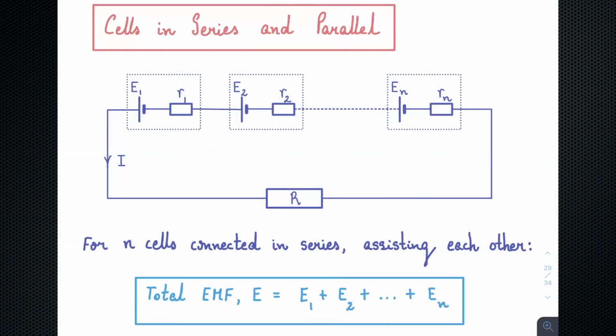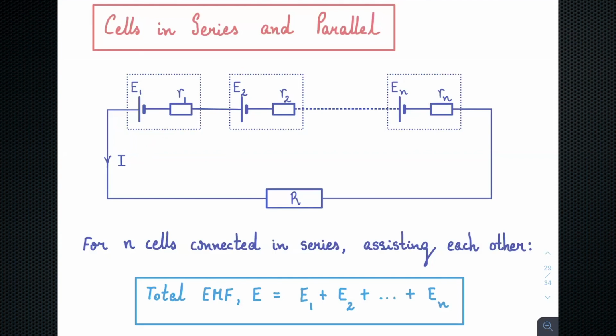Let's now consider batteries connected in series and in parallel. We start with n cells connected in series, such that they assist each other. This means that all cells are connected with the same polarity as shown. The net EMF is hence equivalent to the sum of the individual EMFs.